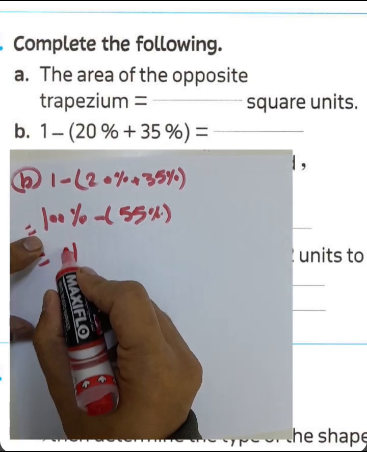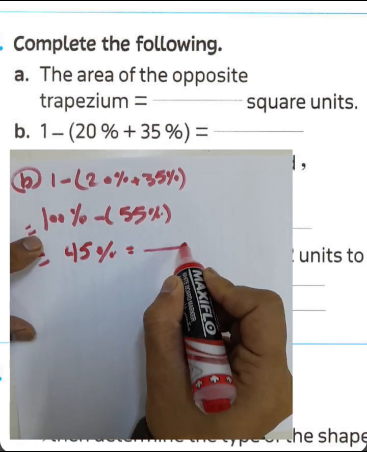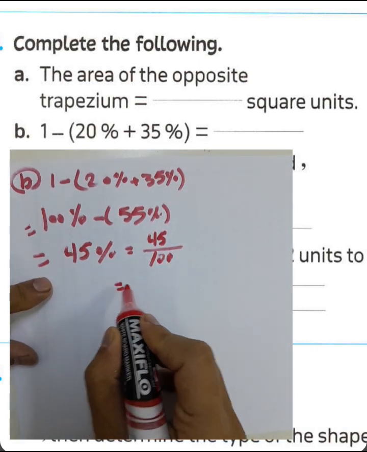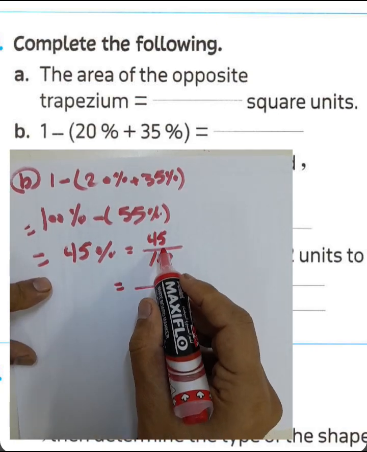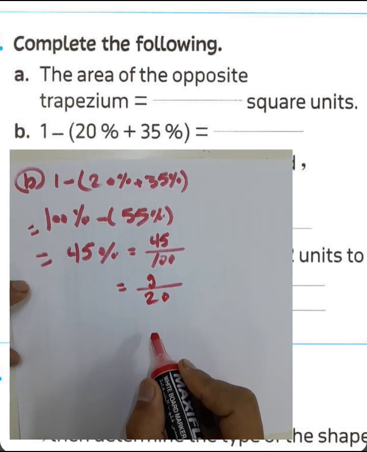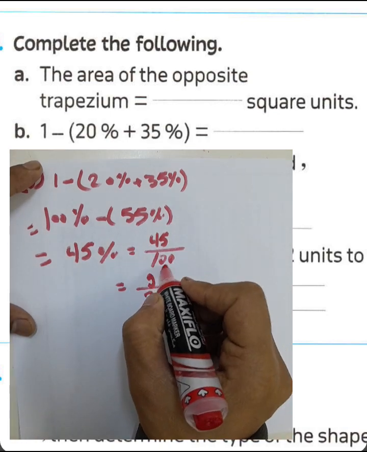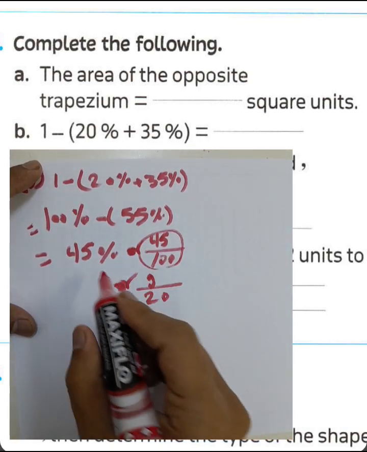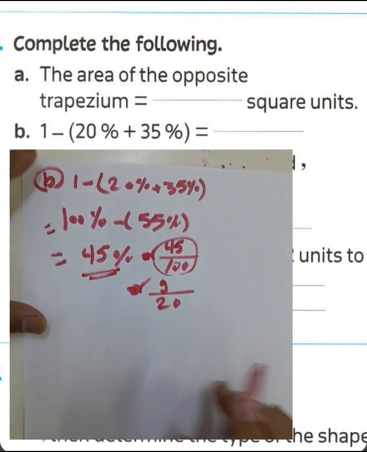It will be 45. 45%, you can simplify it, write 45 over 100, or you can simplify it again, 45 divided by 5 equals 9, 100 divided by 5 equals 20, and the result will be 45 over 100, or 9 over 20, or 45%. That was question letter B.